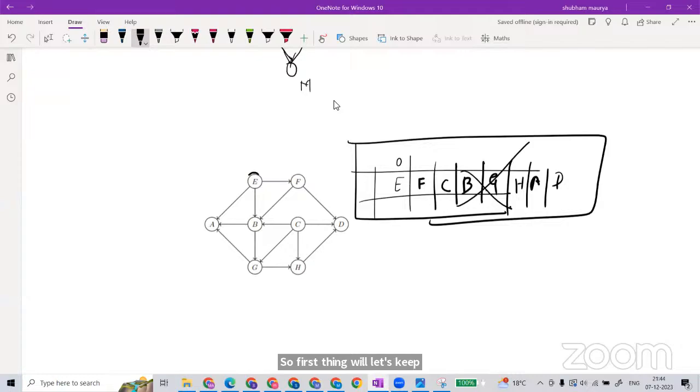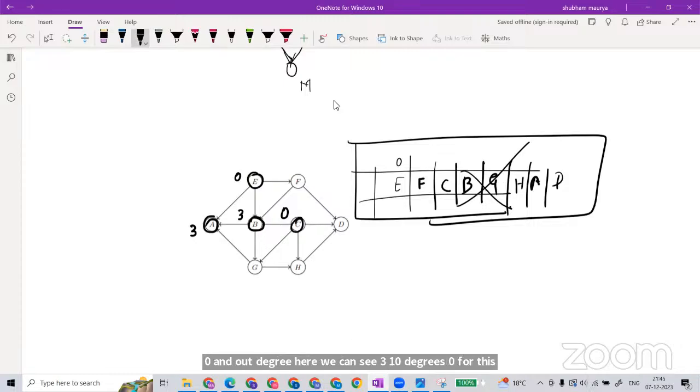So in degree of this vertex is 0. In degree of this vertex is 3. In degree of this vertex is 3. What is in degree of this vertex? 0. There is no incoming edge. Every edge adjoined with this vertex C is outgoing only. So there is no in degree. In degree is 0 and out degree here we can see 3. So in degree is 0 for this vertex.